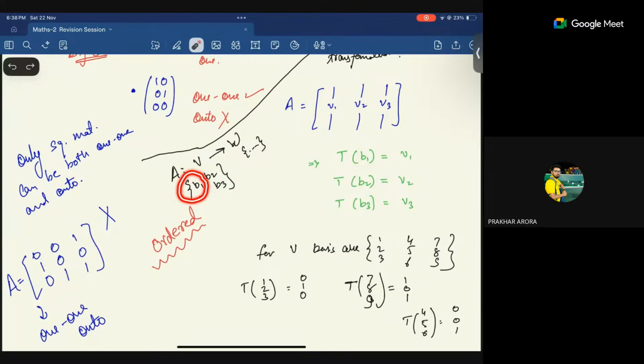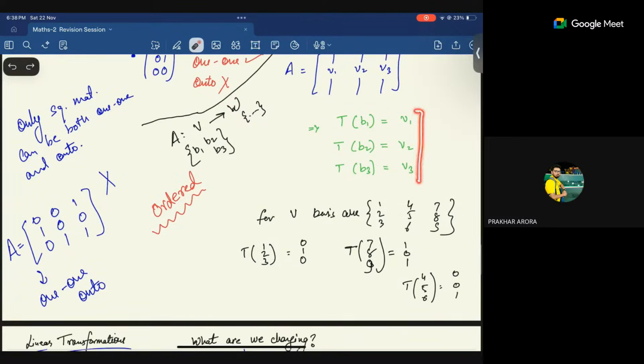The first column is the linear transformation of the first ordered basis. The second column is the linear transformation of the second ordered basis. The third column is the linear transformation of the third ordered basis. Okay, this is a new fact for you. I have not derived it in this class, and I'm not going to tell you the intuition also. So these are the transformations.